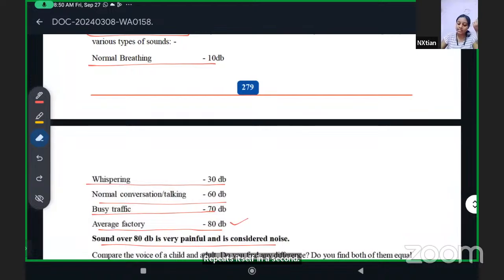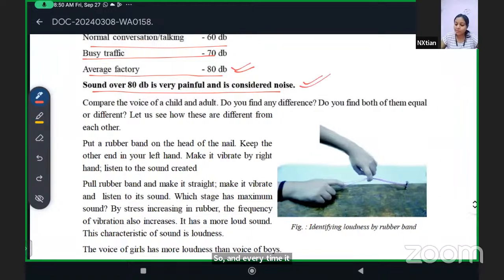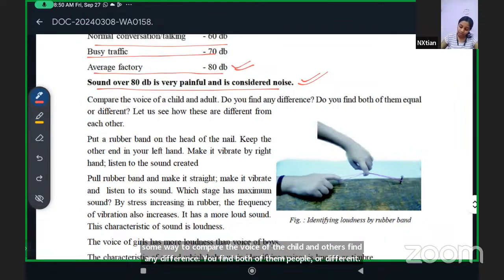Normal breathing at 10 decibels, I explained this. Soft, and average factory noise at 80 means loud, and above this is considered painful and is considered noise. Compare the voice of a child and an adult. Do you find any difference? Do you find both of them equal or different? Let us see how these are different from each other.